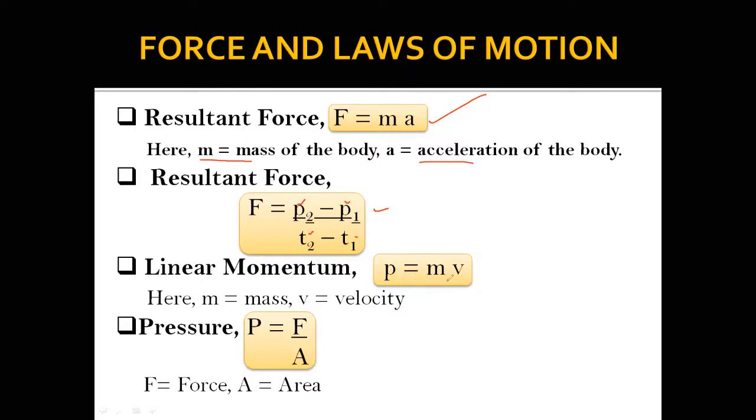Linear momentum is represented by P. P is equal to mass into velocity, that is m into v. Here m is the mass of the body and v is the velocity.